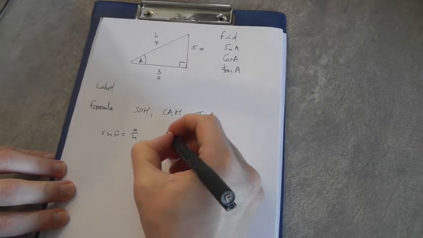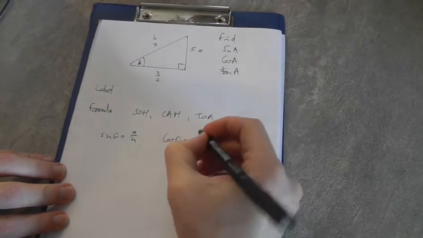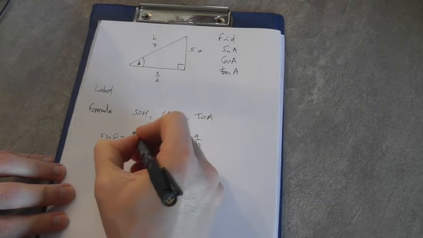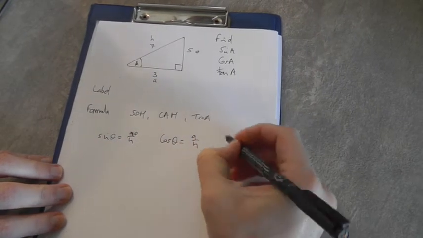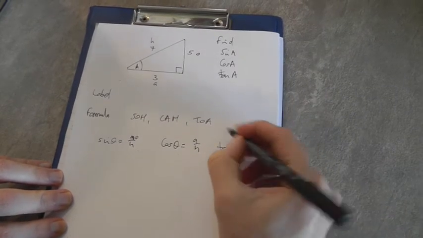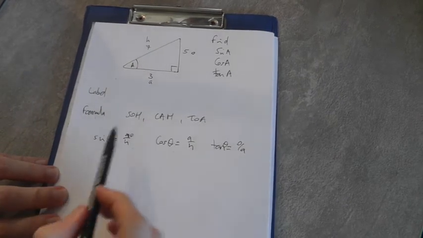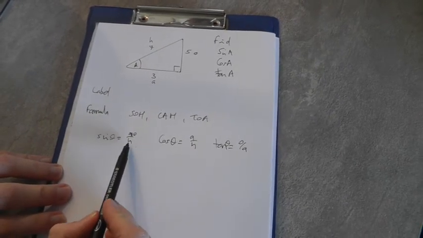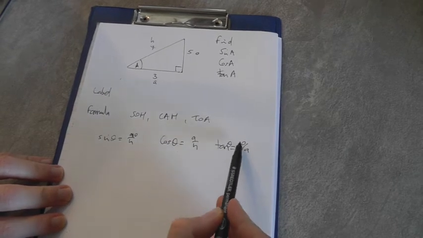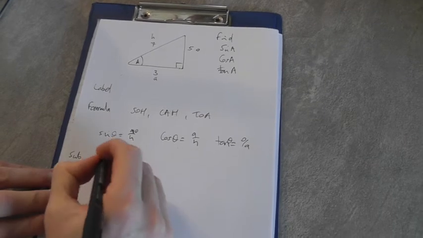Let's look at the next one. C stands for cos, and cos theta equals A over H, the adjacent over the hypotenuse. And the last one, T, is tan, tan theta is equal to opposite over adjacent. So there are 3 formulas. Sine theta equals O over H, cos theta equals A over H, and tan theta equals O over A, opposite over adjacent.